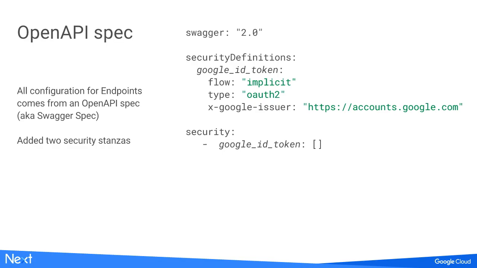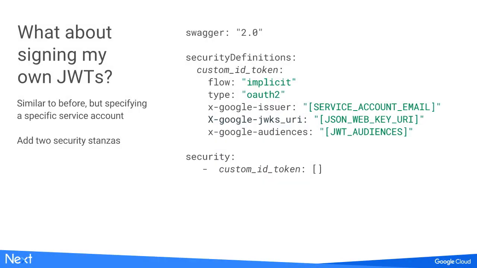The few lines of configuration that we had to add to the open API spec are repeated here. The issuer we chose was the Google ID token issuer. Now, why did we do that? We did that so that any service account on the project that I was using would be able to call the API. You might say, well, I don't want to use a Google ID provider. I might want to use a third-party provider like Auth0, or I want to sign my own JWTs. Well, that's also possible with the same configuration.